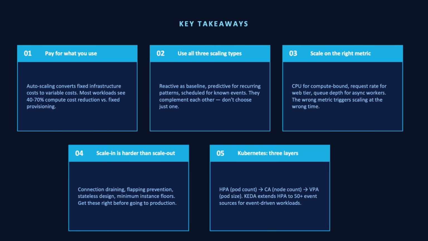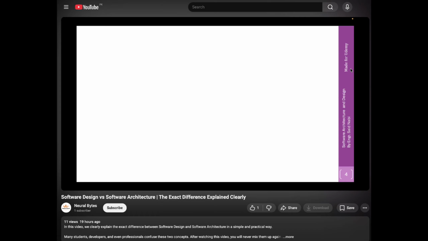Number 5, in Kubernetes, understand all 3 layers, like HPA, CA, and VPA, right? And how they chain together. Add KEDA for event-driven workloads. So this concludes this current lecture, and you have now covered the full arc from sharding strategies to read replicas to consistent hashing to auto scaling. These are the core scaling tools for modern distributed systems, right? Use them wisely. Thank you so much for watching this.